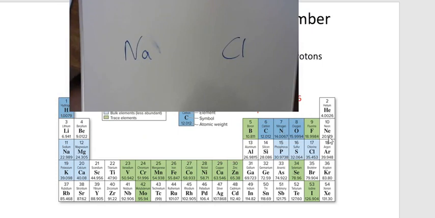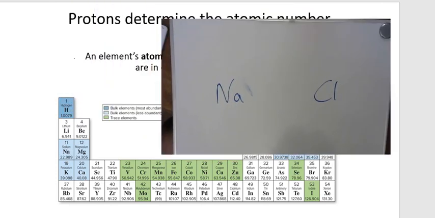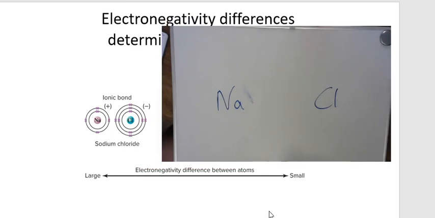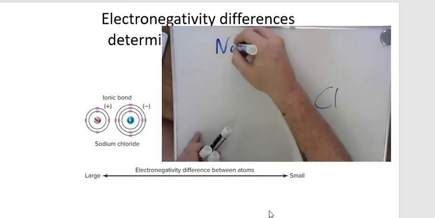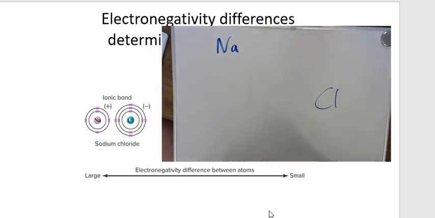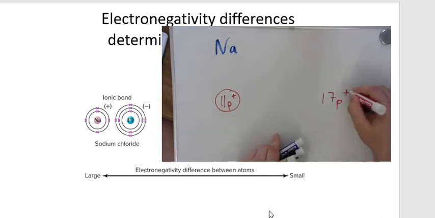Na is here, 11, and Cl over there, 17. Let's find that ionic bonding again. Okay. So Na is 11 and Cl is 17. So if I make Na, they will have 11 positive charges. Just going to write Na on top over there. So it will be 11 positive charges, 11 protons, and Cl 17 protons, right?